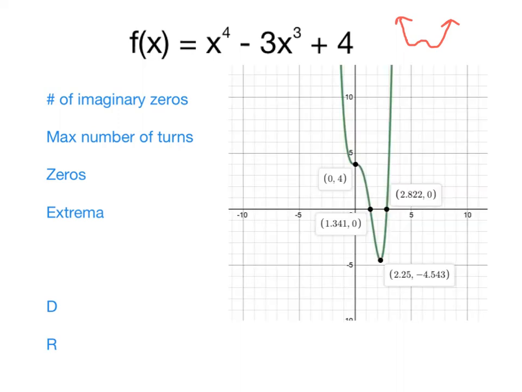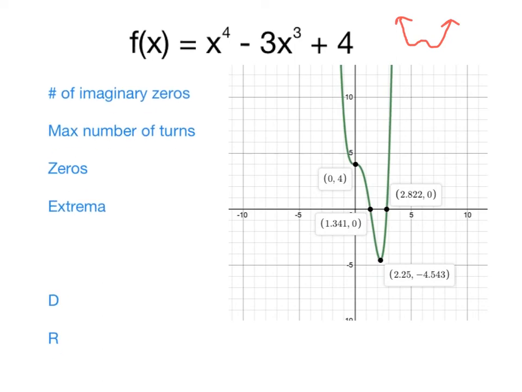So the number of imaginary zeros. Well, I can see 2 real zeros where I can physically see it crossing, so that means the other 2 must be imaginary. Just remember that imaginary ones always come in pairs as well. The maximum number of turns, it can change direction 3 times, 1 less than the degree. What are the zeros I see? I physically see it crossing at 1.3 and 2.8. The other 2 would be imaginary.